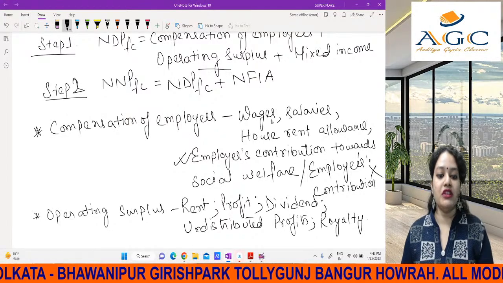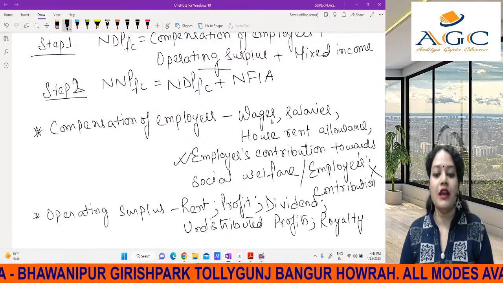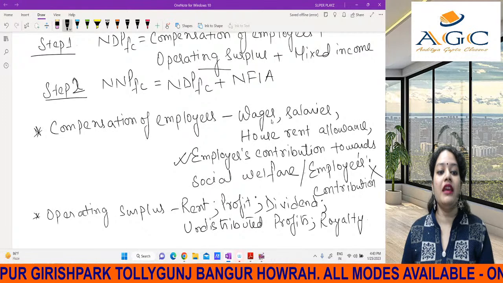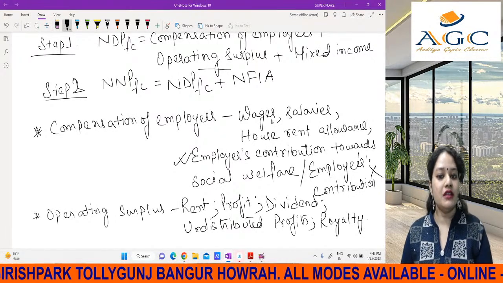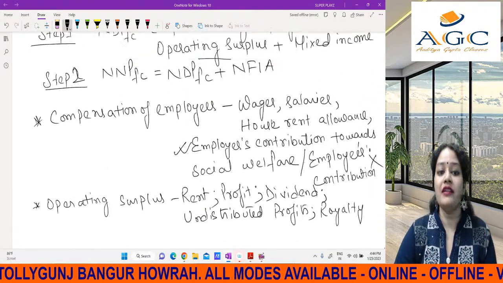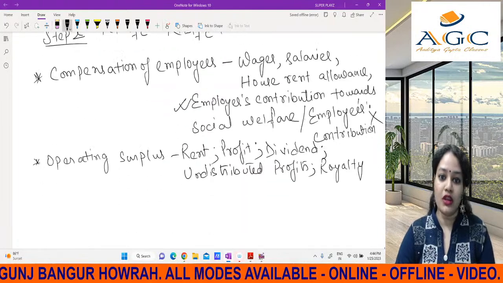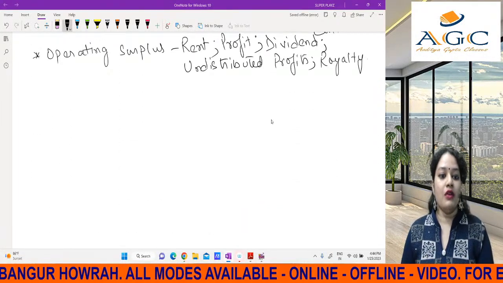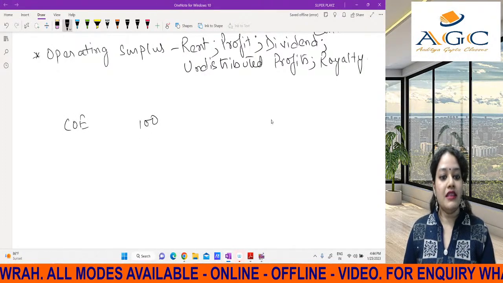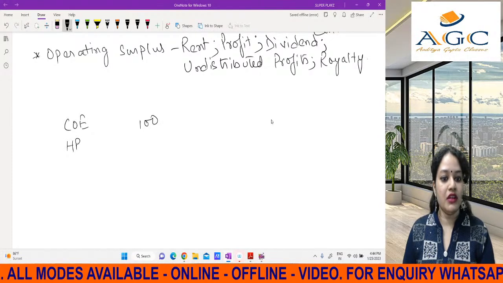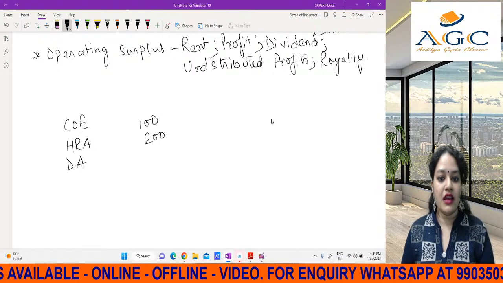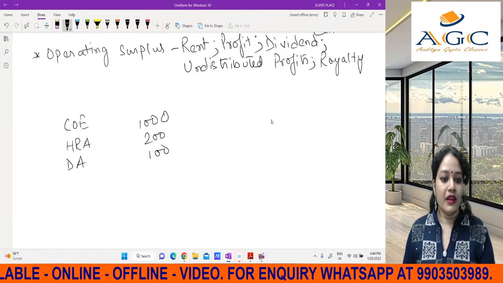So compensation of employees and operating surplus, I hope the things that are common are clear to you. Now the one thing that does confuse people is what? When you're given the sum in your examination, you're given it in a tabular format. Now in your table, as I said, mixed income is given to you as a whole, no subdivisions are given. Now for compensation of employees, suppose in the exam you are given CO is 1000, and then you are given, suppose, house rent allowance 200, dearness allowance 100, and other things.